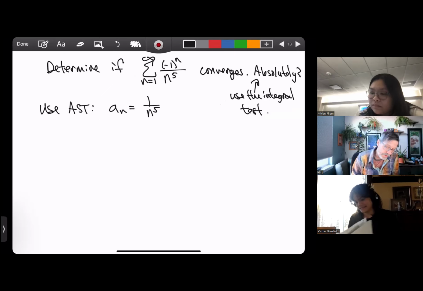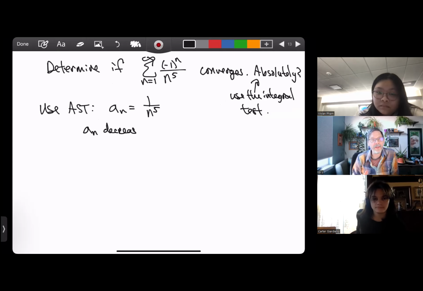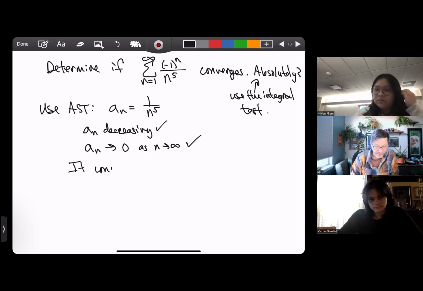So then this is decreasing, and that's always going to be the case. But can you see that this is decreasing because as the bottom gets bigger, the fraction gets smaller? Right. So it's decreasing, check. And then, does a sub n go to 0? Yes, agreed, because you got a fixed thing over a thing blowing up. So we're good to go on that. So by the AST, it converges.